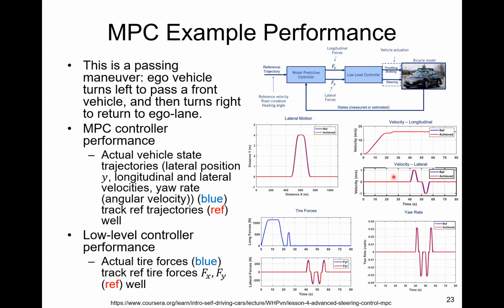The longitudinal velocity and lateral velocity are shown in here. You can see that the blue line describes the actual vehicle state trajectories, that is, the lateral position y, and the longitudinal and lateral velocities. Yaw rate, yaw is just a term for describing the steering angle rate, angular velocity, and it tracks the reference pretty well. The reference is the red lines.